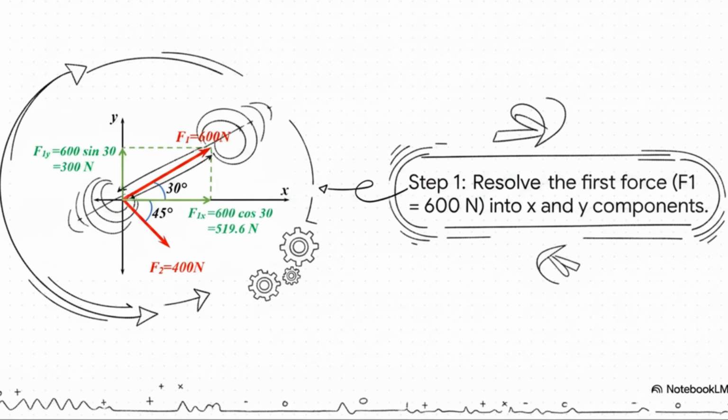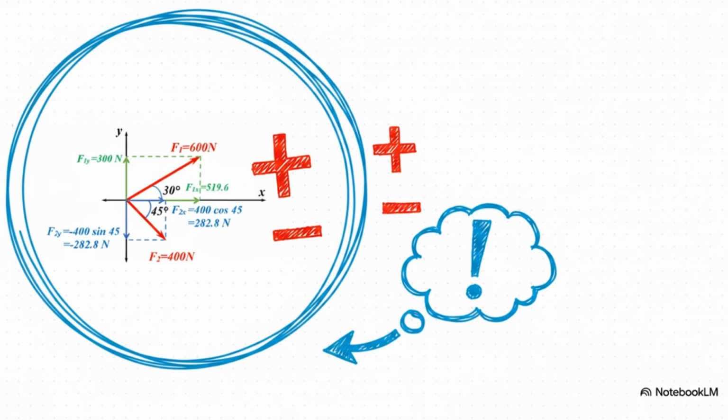The vertical y component is opposite the angle, so we use sine. 600 times sine of 30 is 300 newtons. Boom! We've just broken F1 into two simple perpendicular pieces. We do the exact same thing for F2.